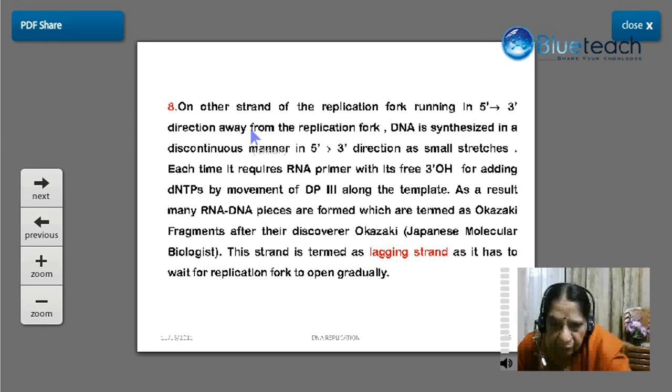On the other strand of the replication fork, running in the 5' to 3' direction away from the replication fork, DNA is synthesized in a discontinuous manner in the 5' to 3' direction away from the fork as small stretches. Each time it requires an RNA primer with its 3'-OH for adding deoxyribonucleotides by movement of DP3 along the template. As a result, many RNA-DNA pieces are formed, which are termed Okazaki fragments after the discoverer Okazaki, a Japanese molecular biologist. This strand is termed the lagging strand.